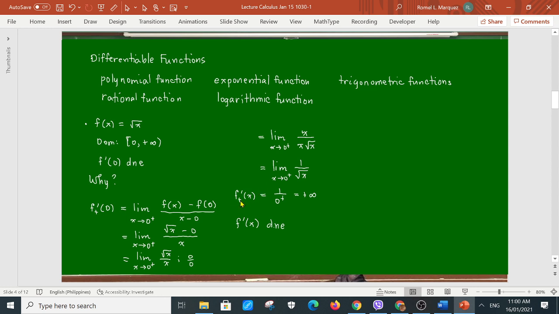Since the right-hand derivative does not exist, there is no need to check the left-hand derivative. We can conclude immediately that f prime really does not exist. So it is not differentiable, therefore square root of x is not differentiable at 0.